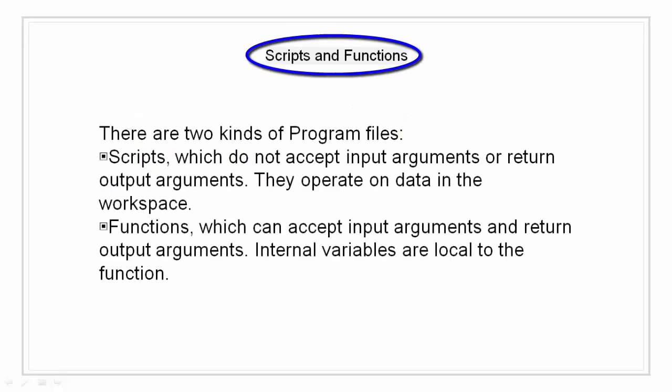Scripts and functions. There are two kinds of program files. Scripts, which do not accept input arguments or return output arguments. They only operate on the data in the workspace. And functions, which can accept input arguments and return output arguments, and their internal variables are local to the functions.